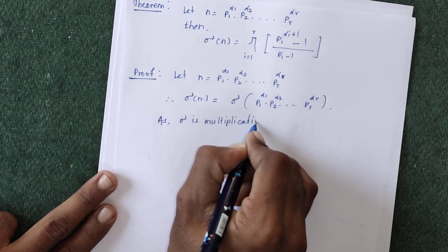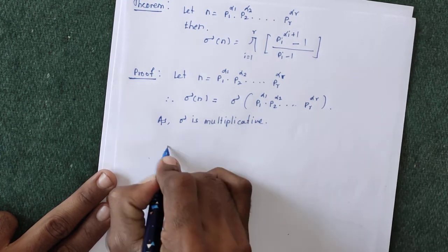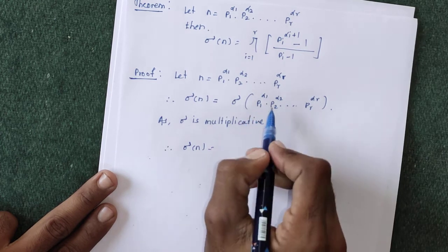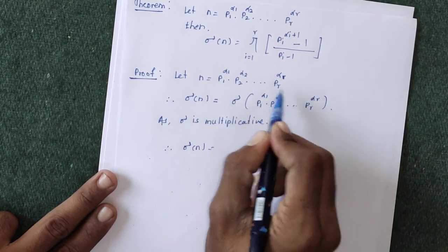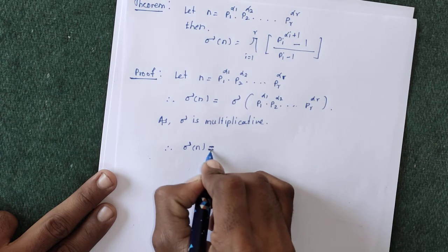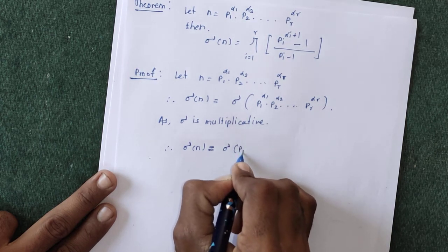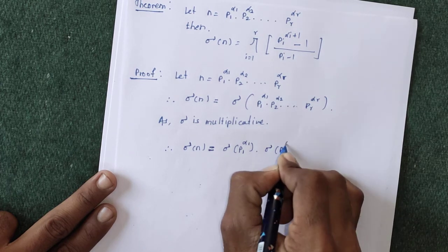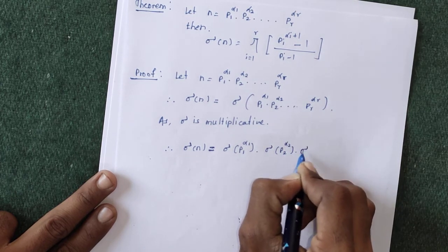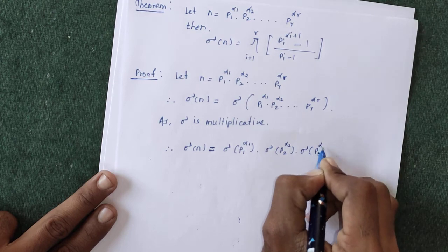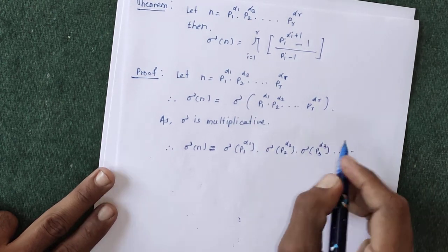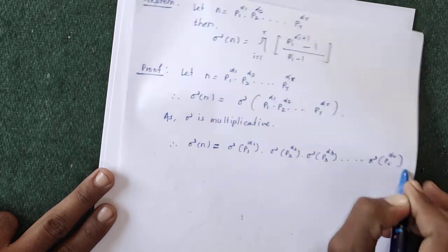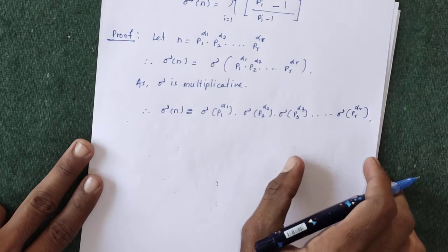Sigma is a multiplicative function. Therefore, using the definition of a multiplicative function, we can write sigma of n is equal to sigma of p1 raised to alpha 1 into sigma of p2 raised to alpha 2 into sigma of p3 raised to alpha 3, up to sigma of pr raised to alpha r.